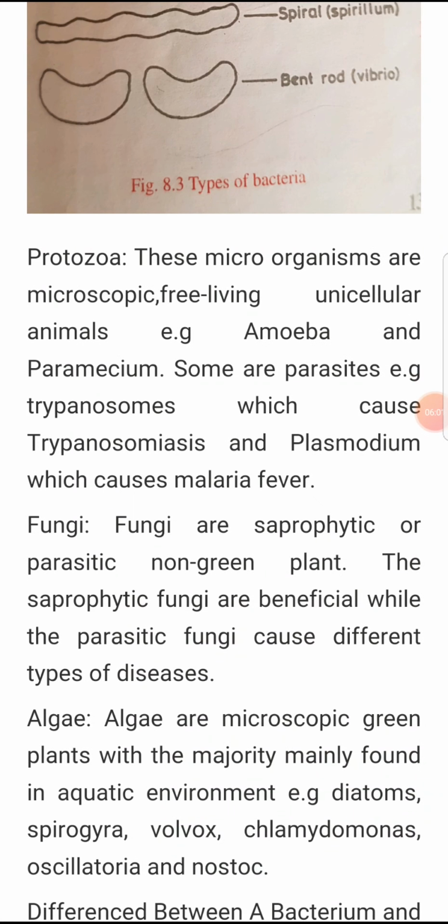Protozoa. These are another group of microorganisms, the third group. These microorganisms are microscopic, free-living unicellular animals. When they say they are free-living, that is, they are not parasitic. They don't depend on other organisms for survival. They live on their own, e.g., amoeba and paramecium. They are aquatic organisms. Some are parasites, e.g., trypanosomes, which cause trypanosomiasis, and plasmodium, which cause malaria.